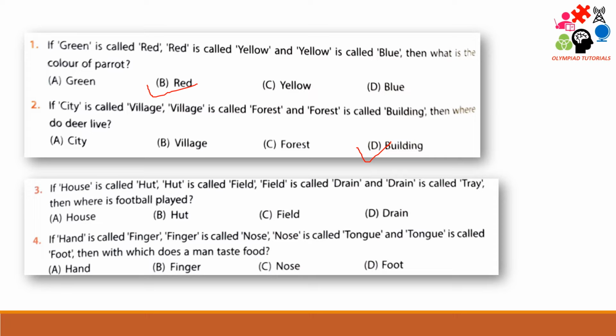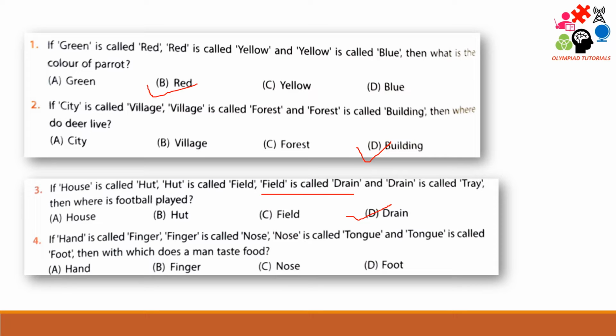Question number 3. If house is called hut, hut is called field, field is called drain, and drain is called tray, then where is football played? So we know football is played in the ground or field. Ground is also termed as field. So here your answer is going to be football is played in the field, but field is called drain. So here your answer is going to be option number D, drain.